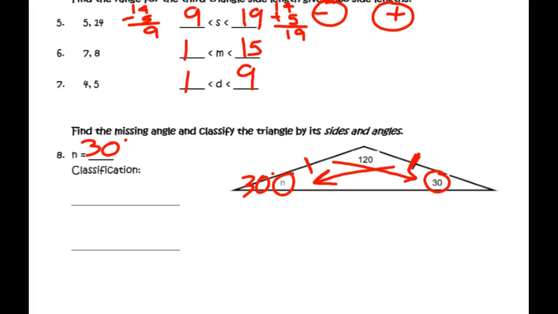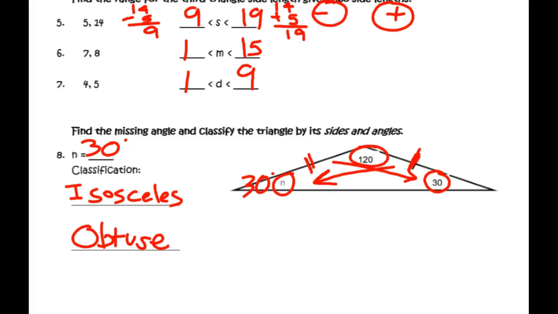And then I want to classify this. If I have two equal sides, like I saw right here, that means it's isosceles. Okay? And if I look at my angles, I have one angle that's greater than 90. That means it's going to be obtuse. Please remember, there's two classifications for each triangle, one by its sides, one by its angles. Okay?